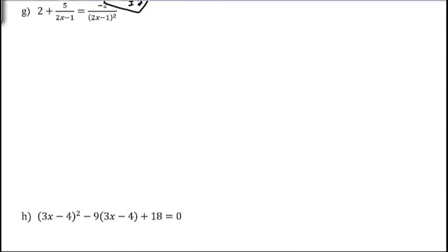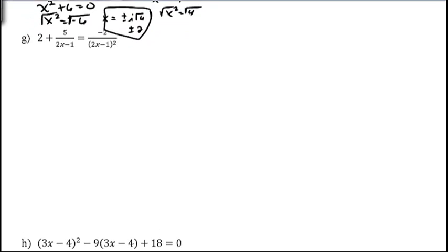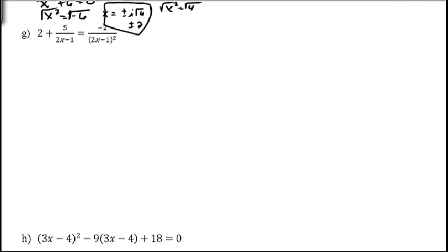Okay, we just have a couple more examples to run through here. Just 2 more. Our first one: 2 plus 5 over 2x minus 1 equals negative 2 over the quantity 2x minus 1 squared. So again, anytime you see any kind of fractions like this in a problem, it's a good idea to get rid of those by multiplying by the least common denominator.